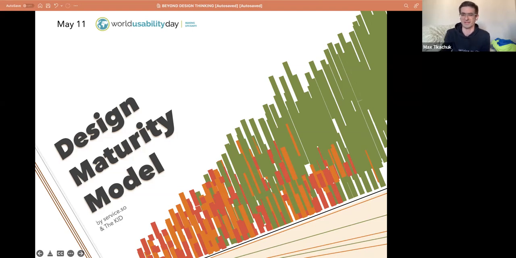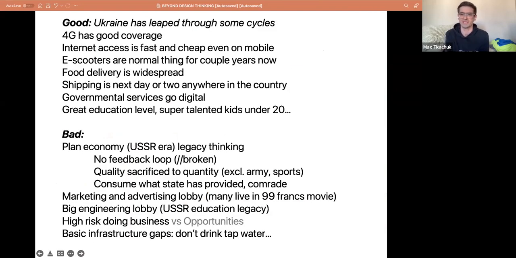So what we're going to do today, for those who don't know Ukraine or me, we start with Ukraine on some high level things. We jump from the top so you have a grasp of what Ukraine technologically is today as a developing economy. So 4G connection has good coverage. Internet access is fast and cheap even on mobile in Ukraine. E-scooters such as the Bolt application have been widespread for a couple of years now. Food delivery is widespread. Shipping is next day or two days throughout the country.